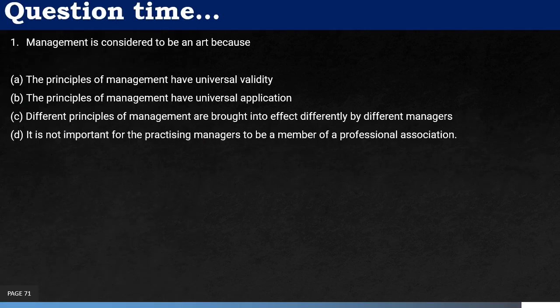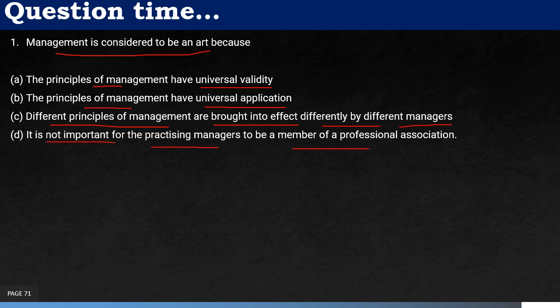First question: management is considered to be an art because the principles of management have universal validity. The principles of management have universal application. Different principles of management are brought into effect differently by different managers. It is not important for practicing managers to be members of the professional association. So what do you think will be the right option?